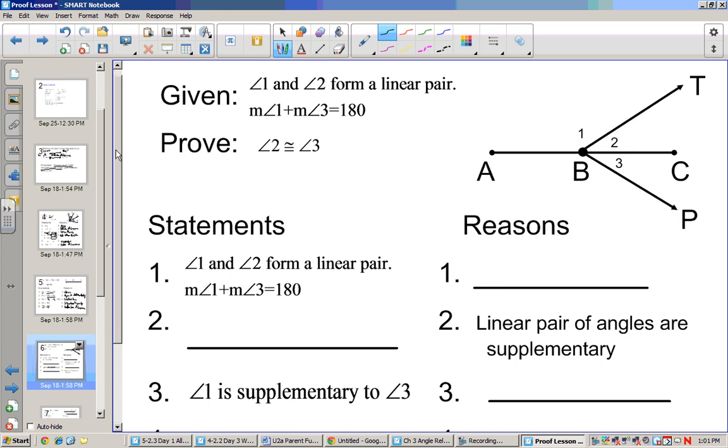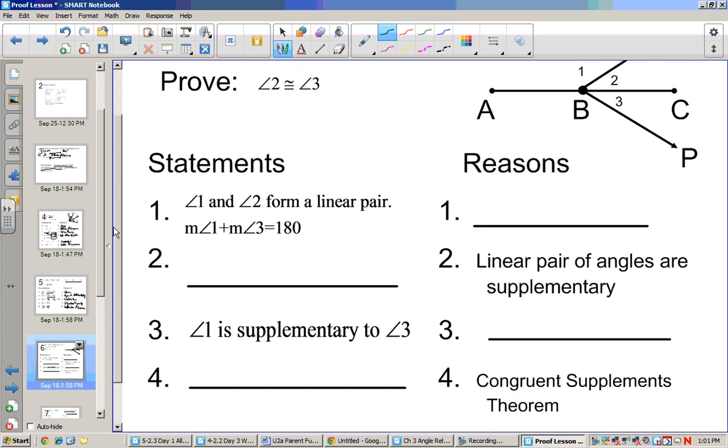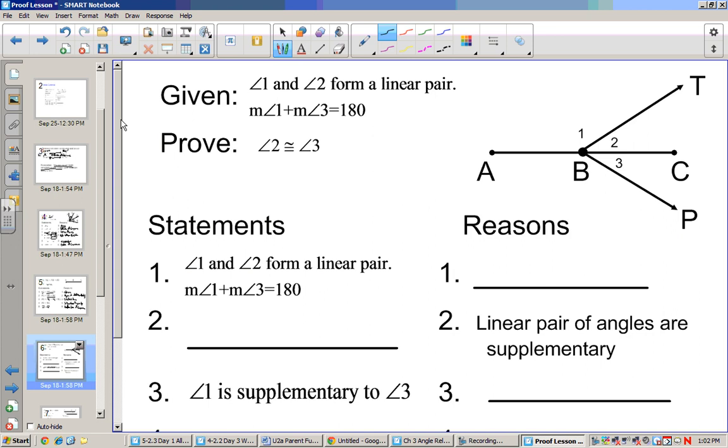All right, now we're not just filling in answers, we're also filling in the left side too. So we're going to start with 1 and 2 form a linear pair, and measures of angle 1 and 3 add up to 180. Prove that 2 is equal to 3. Well, the first two are true because those are given.